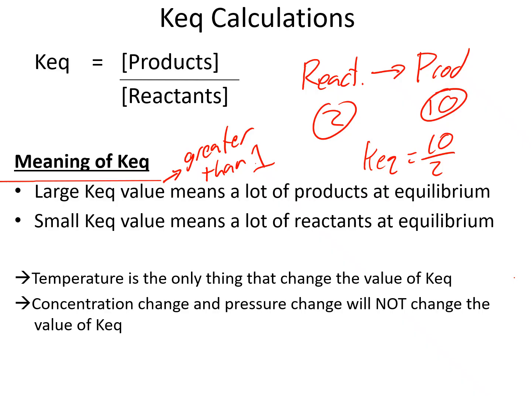Now, if we had something different, like if these things were reversed, and the reactants hypothetically were 10 and the products were 2, then it's products over reactants, 2 over 10, or in other words, KEQ would equal 0.2. This is considered a small number. A small KEQ means that there's lots and lots of reactants, a lot of reactants at equilibrium. And the value of small is less than 1.